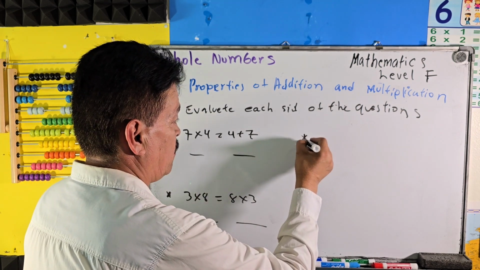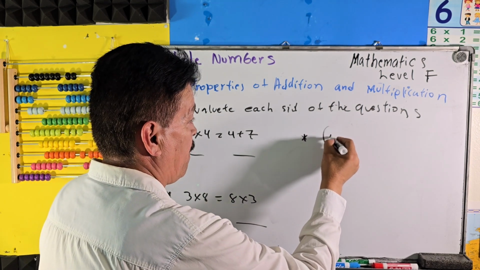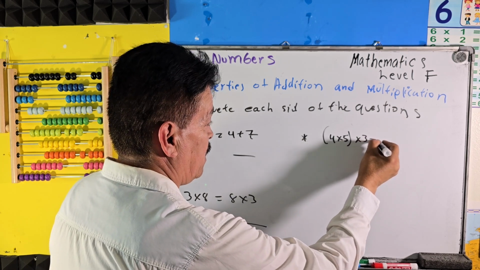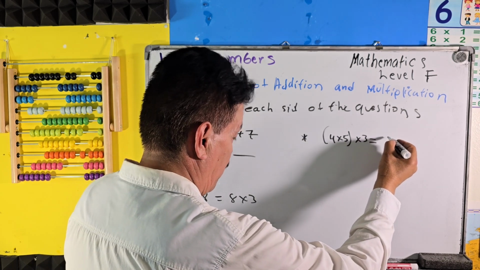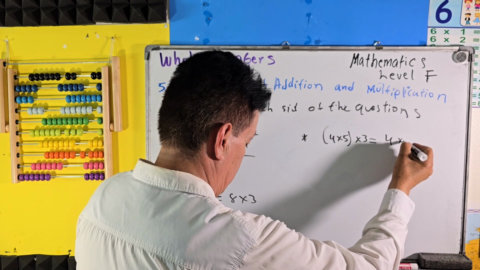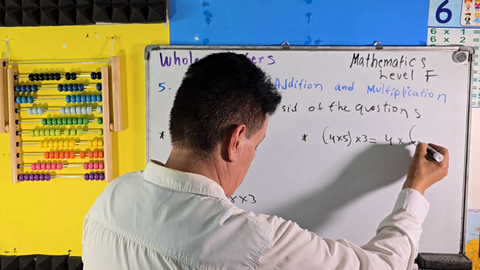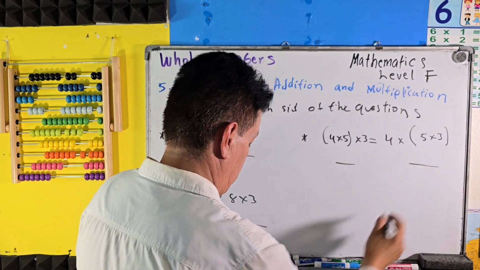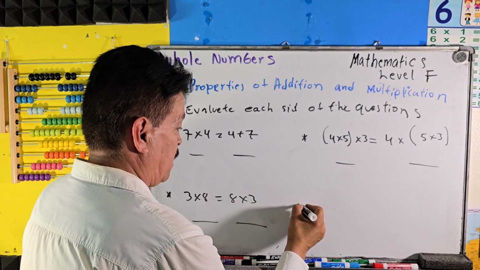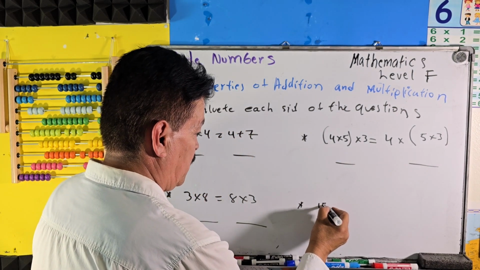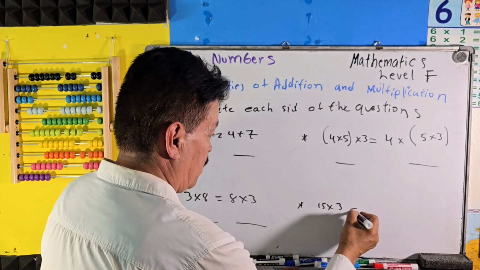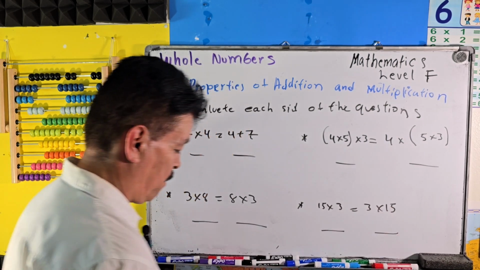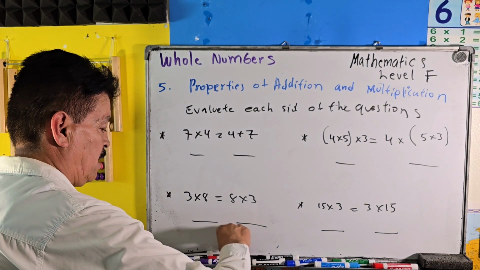Then right here, let's write another problem: 4 times 5 times 3 equals 4 times 5 times 3. Then evaluate it right here. Right? And then one more problem: 15 times 3 equals 3 times 15. Evaluate it right here. All right, just write the answer.